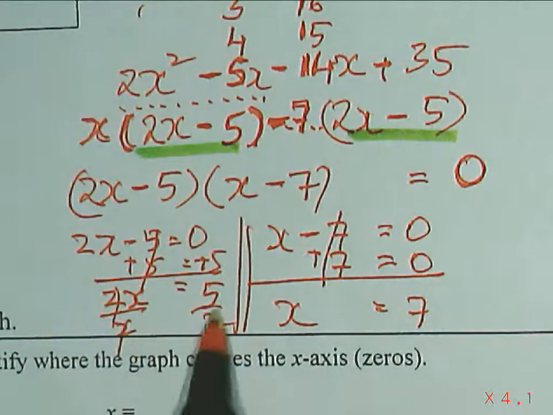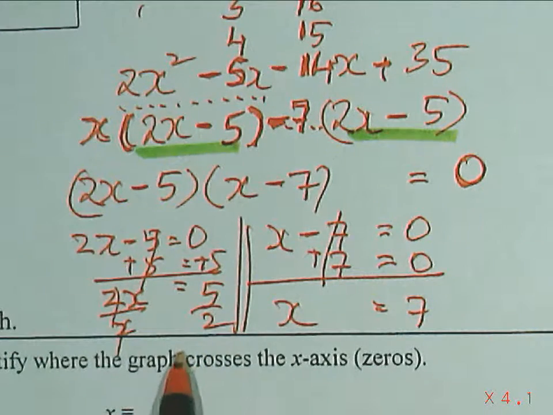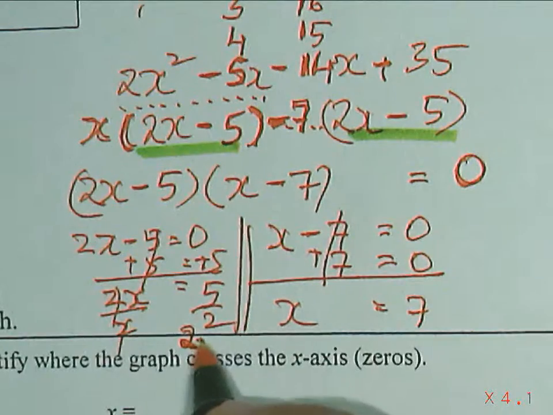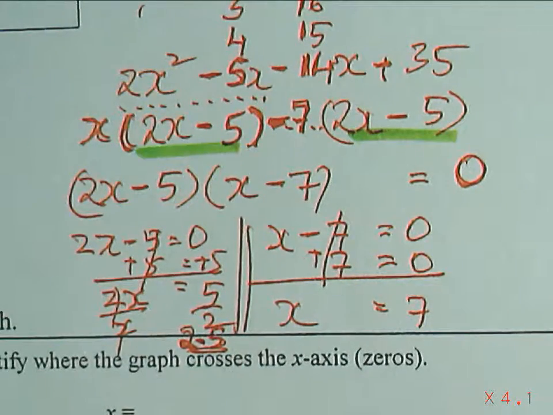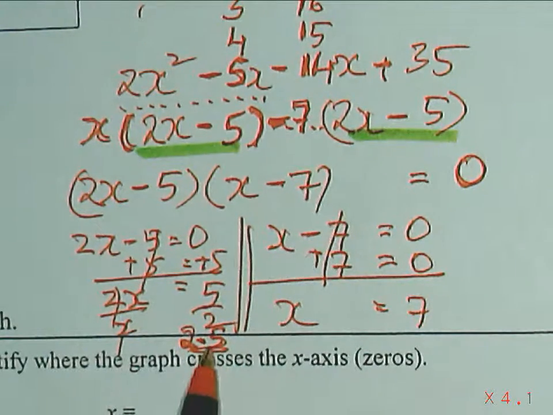If you want, you can, louder please. It is 2.5. It is not 2.1. It's 2.5. So you got x equals 2.5 and x equals 7.